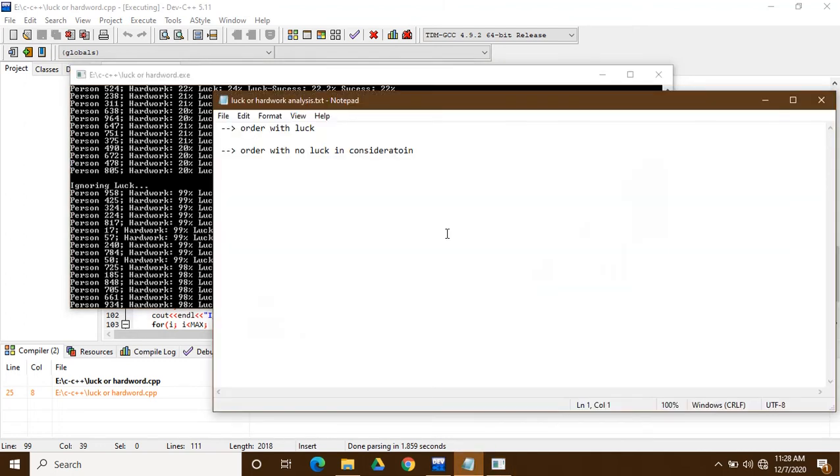Let's record them. So I have a simple notepad file here. Order with no luck in consideration. The first person is person 958. The second person is 425. The third person is 324. The fourth person is 224. The fifth person is 817. The sixth person is 17. Then 57. Then 240. Then 784. Yeah, so that's 1 2 3 4 5 6 7 8 9, and then number 10 is 50. So those are the top 10 most successful people in our data set when luck is not taken into consideration.